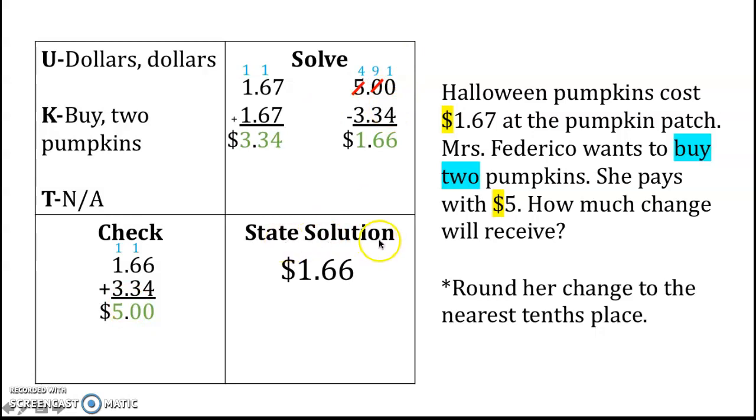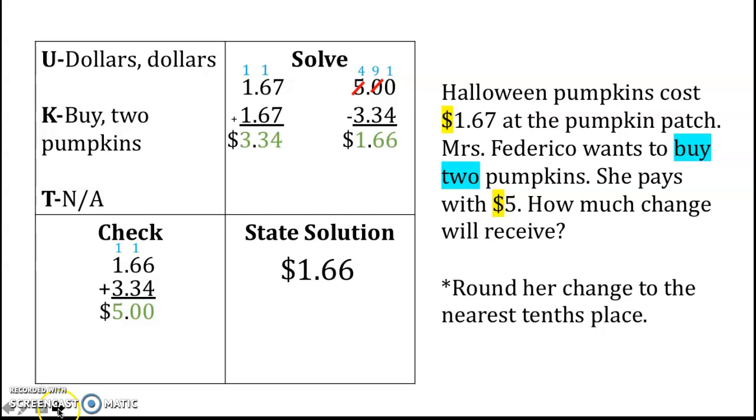Moving on to stating the solution, I remember the last part of my word problem, which is round her change to the nearest tenths place. Now we have a little rhyme that we kind of use to help us remember what to do. So whenever we round, we say first we identify the place value. So the place value that they're asking us to round to is the tenths. Then the number to the right must be found. 5 or more, round up. Less than 5, round down.